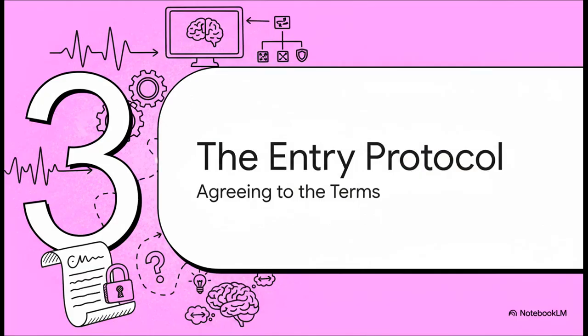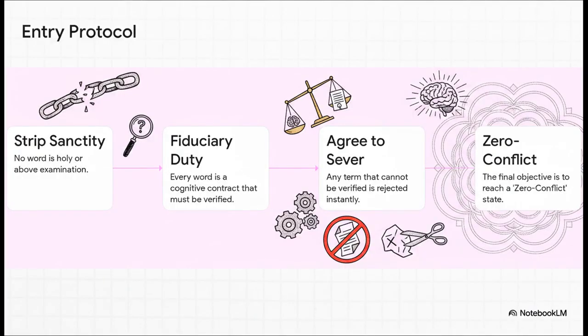Now, like any really powerful piece of software, you can't just click install and hope for the best. To get Protocol Zero running, you have to consciously agree to its terms. Think of it like an end-user license agreement, but for your own mind. It's a contract you make with yourself to operate with total rigor and precision. So, here are the 4 big commitments you have to make.